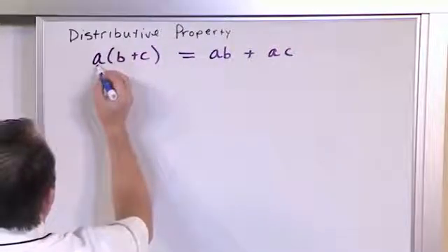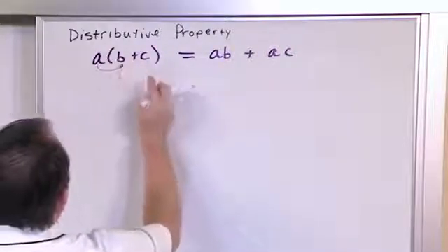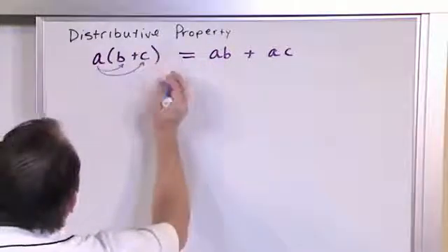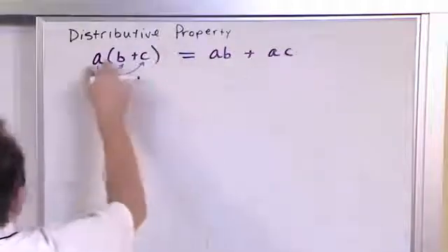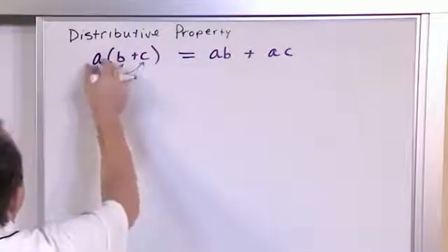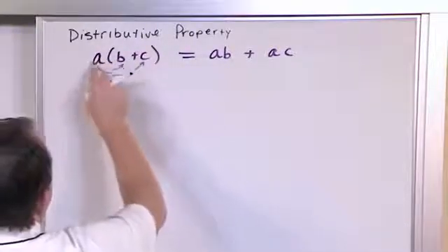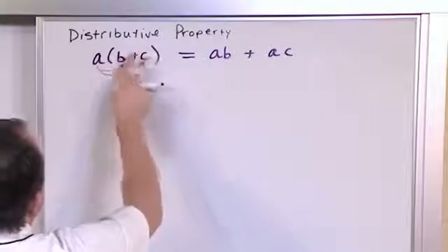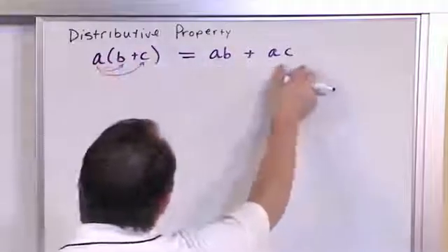basically taking the outside guy and multiplying him times B, that gives you this, and you take the outside guy and multiply it by C and get this term. So this is this times this plus this times this. You're taking the outside and multiplying, because this is multiplication right here, but you have two things inside, so you have to multiply by both things, right?